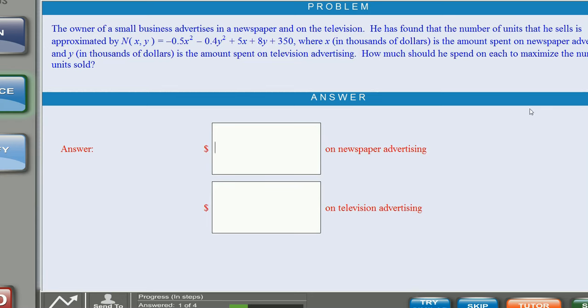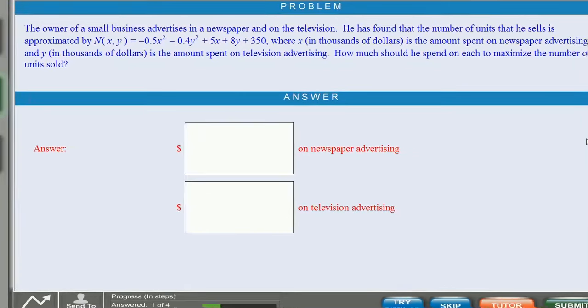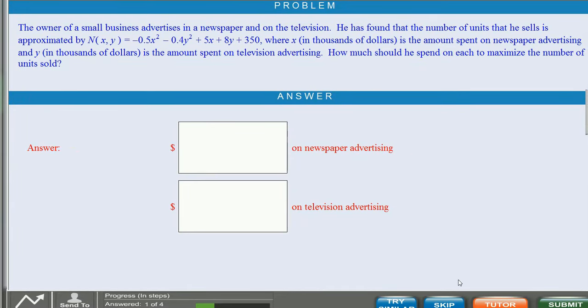Okay, this one, and I apologize that my screen is cutting that edge off there. The owner of a small business advertises in a newspaper and on television. He has found that the number of units that he sells is approximated by n of x comma y equal to that function, where x, in thousands of dollars, is the amount spent on newspaper advertising, and y, in thousands of dollars, is the amount spent on television advertising. How much should he spend on each to maximize the number of units sold?